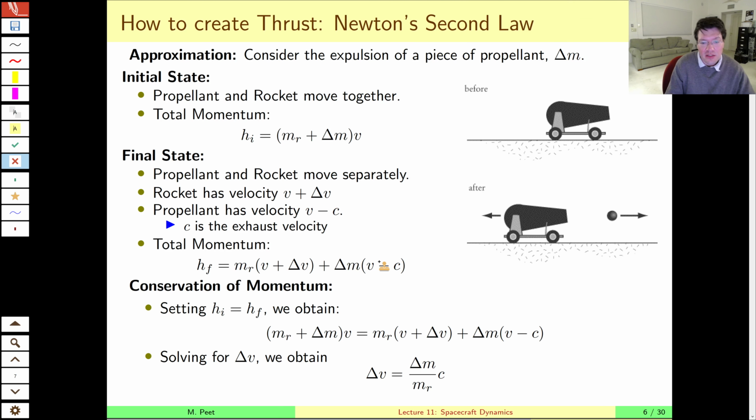So, armed with that, let's talk a little bit about the dynamics. The dynamics aren't terribly complicated. So how do we create delta V? Ultimately, if you've got a very simple rocket, it's modeled here as a cannon. This is the rocket. The rocket has a mass, and this is the propellant.